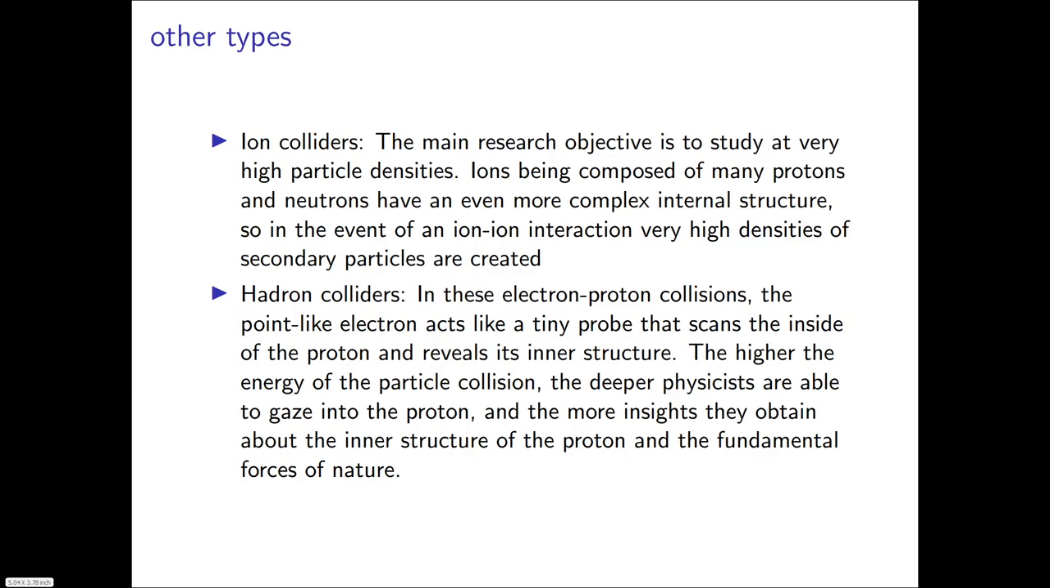Hadron colliders. This is very interesting because it reveals the strong force, one of the fundamental forces of nature. Let's take electron and proton collisions. The point-like electron acts as a tiny probe that scans the inside of the proton and reveals its inner structure. Take billiards, for example. The white ball is the electron, whereas the other balls kept in a triangle shape are the proton. When the white ball strikes that triangle, it gets scattered. All the particles go in different directions with different velocities on different trajectories. If we analyze the trajectories and velocities of the scattered particles, we can study the inner workings of the proton itself. It's the same here: the electron scatters off the quarks and gluons inside the proton.